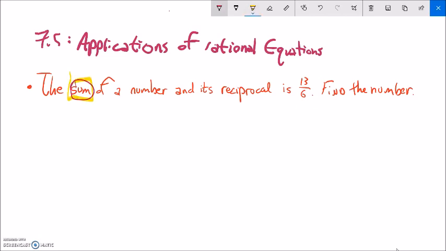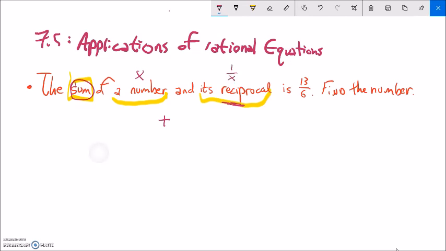So as I think about the sum, that's addition. So I know that there's going to be addition involved. And let me think about what I'm finding the sum of: a number and its reciprocal. So that number, I don't know what that number is, so I'll just call it x. And then if I think about the reciprocal of something, the reciprocal is the fraction flipped over. So if this is x, its reciprocal would be 1 over x.